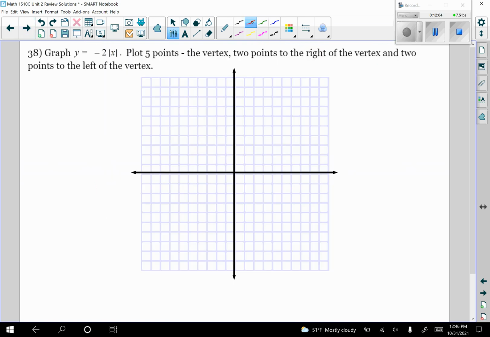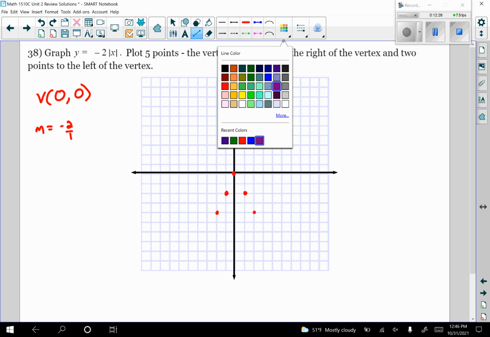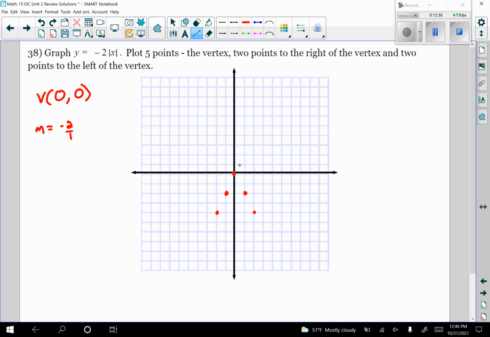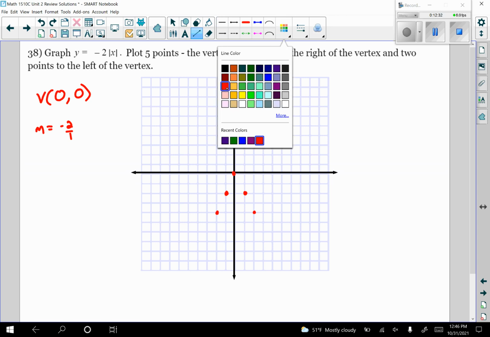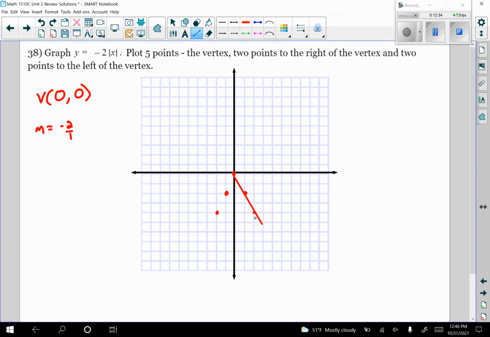All right, for 38, we are graphing an absolute value function. The vertex, notice it doesn't shift to the right or left or up or down, so the vertex still stays at 0, 0. But technically the slope is negative 2 over 1, so this is going to open down, and I count down 2 squares and 1 over to either side every time. So here's what the graph of this looks like.